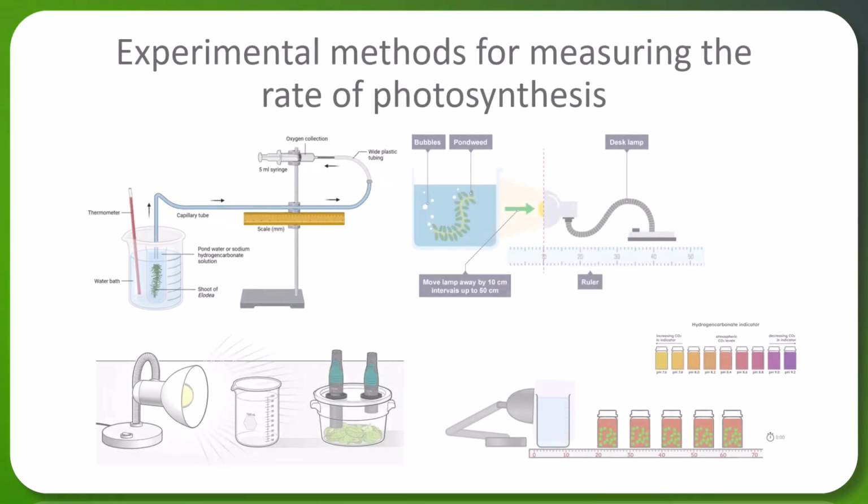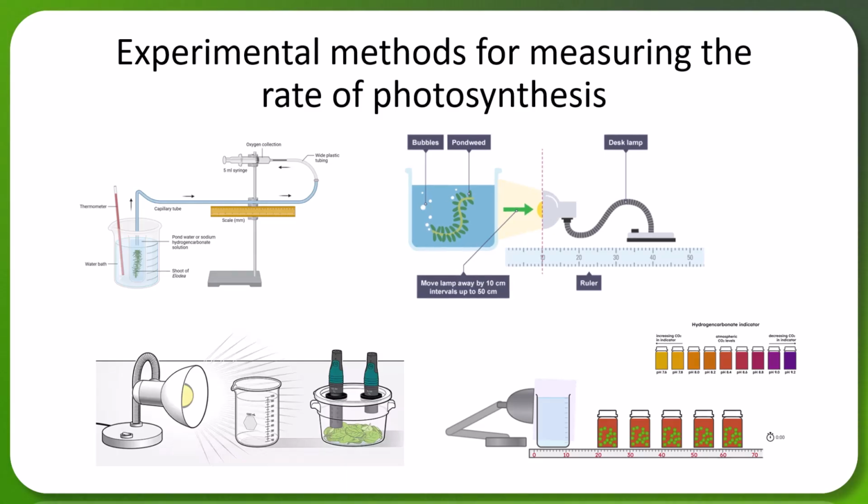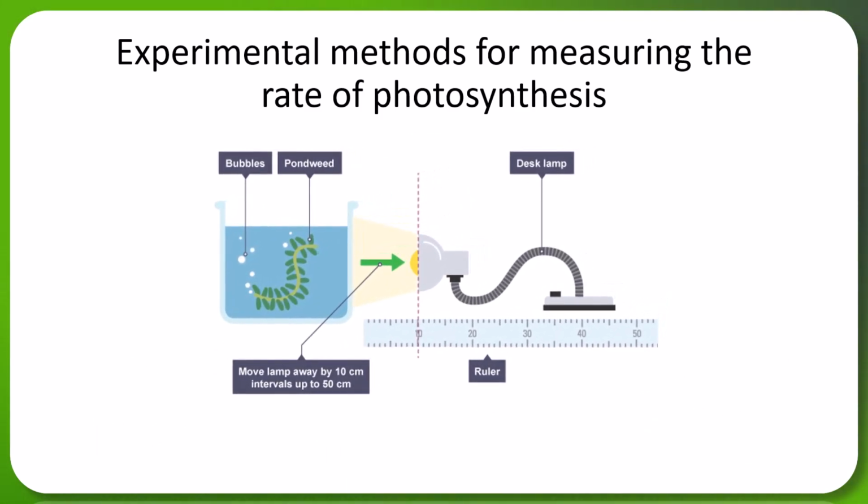Another experimental method for measuring the rate of photosynthesis would be using an aquatic plant and not collecting the oxygen gas, but simply counting the bubbles. When an aquatic plant is put into an aqueous solution within this beaker and a light is shined on it, it will go through photosynthesis, and we can simply count the oxygen bubbles that are given off. As we increase the distance of this light source from our plant, we would expect the bubble production rate to drop, meaning the plant will produce fewer bubbles.